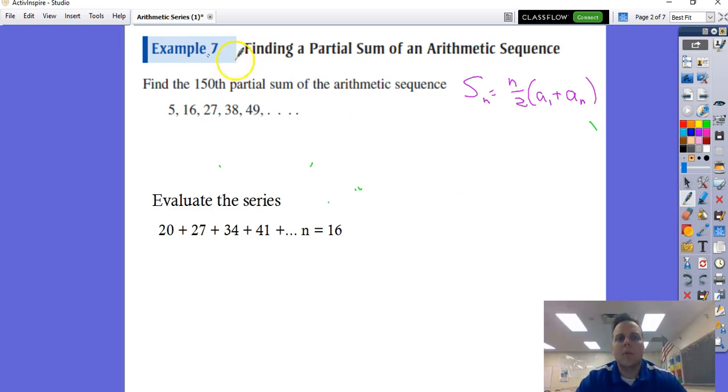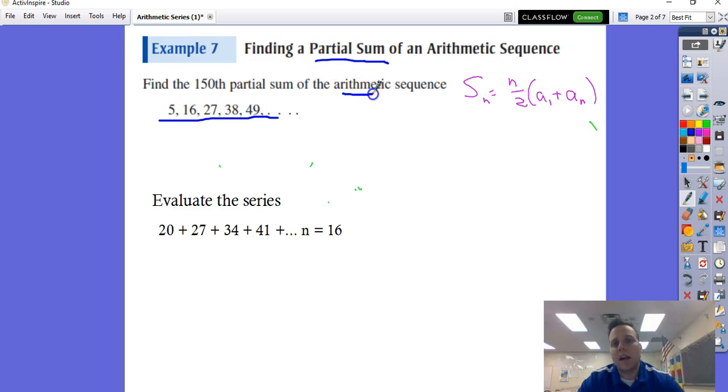Our next example, example 7: finding a partial sum of an arithmetic sequence. So what does that mean? That means that this sequence actually keeps going, but the question tells you how many terms it wants you to sum up together. It says find the 150th partial sum. That means it wants you to add 150 of these terms together: 5, 16, 27, 38, 49.